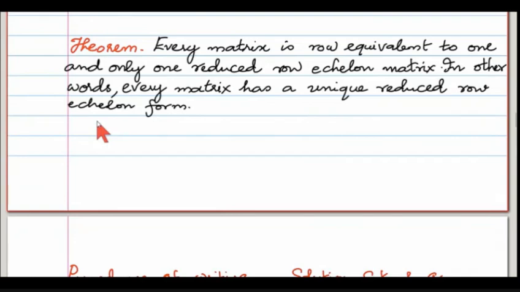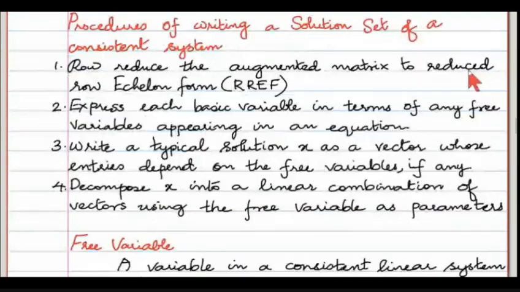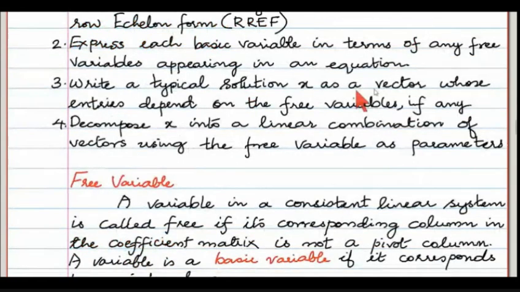Procedure of writing a solution set of a consistent system. Row reduce the augmented matrix to reduced row echelon form, RREF. Express each basic variable in terms of any free variables appearing in an equation. Then write a typical solution x as a vector whose entries depend on the free variables, if any. Decompose x into a linear combination of vectors using the free variables as parameters.